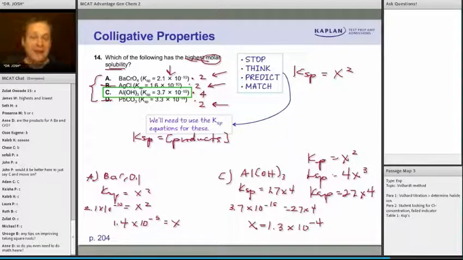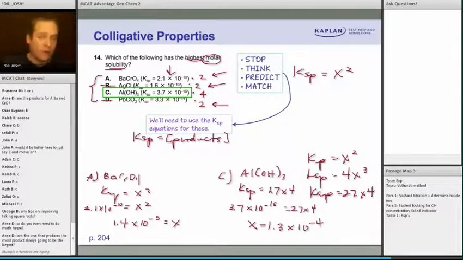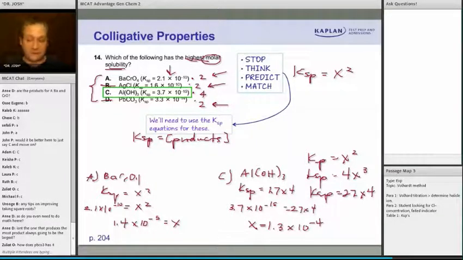Now, do you need to do math? You do want to do the math here. I've seen this question on the MCAT where people will assume that since Al(OH)3 has more ions being made, it's got to be more soluble. And they give you a number that actually causes it to be less soluble. So you do need to do the math on these questions just because you're comparing very close pieces.